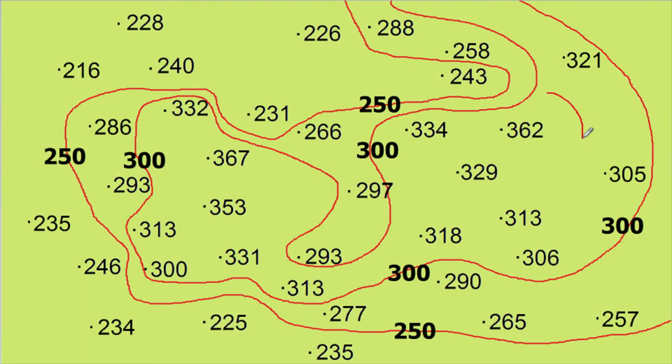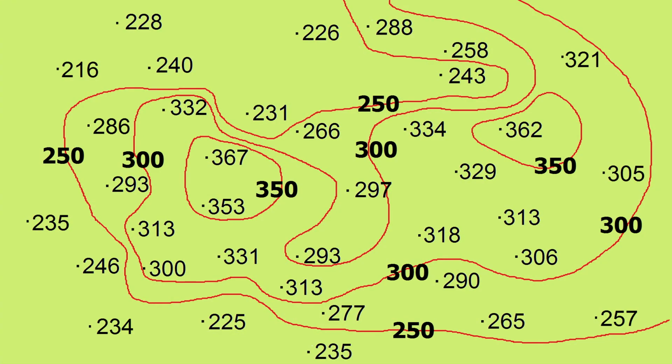Finally, I will draw in the 350 metre isoline. I will draw my isoline between all the data points below 350 metres and all the data points above 350 metres. Here is my completed isoline map.